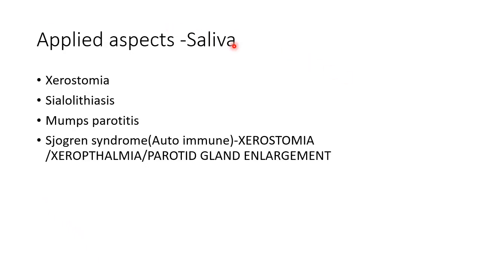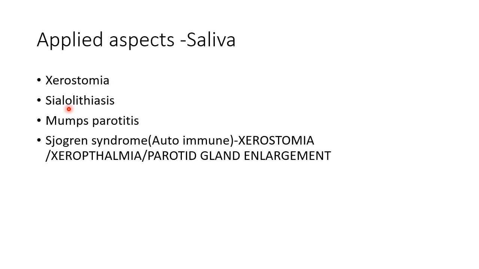Now, what are the applied aspects in saliva? One is xerostomia, that is dryness of the mouth due to lack of saliva. This may be due to dehydration, or it may be due to drugs. Some anticholinergic drugs, that is the drugs that work against the acetylcholine, which is a neurotransmitter of the parasympathetic division. So these drugs will cause dryness of the mouth.